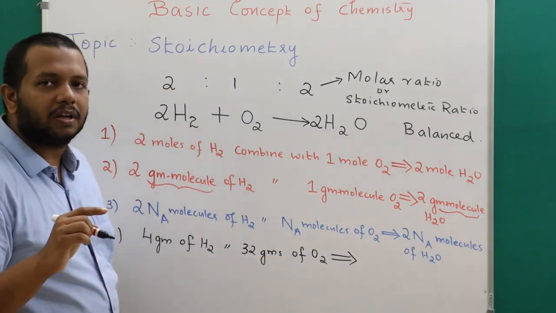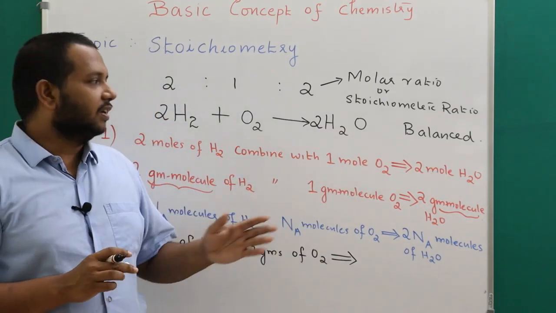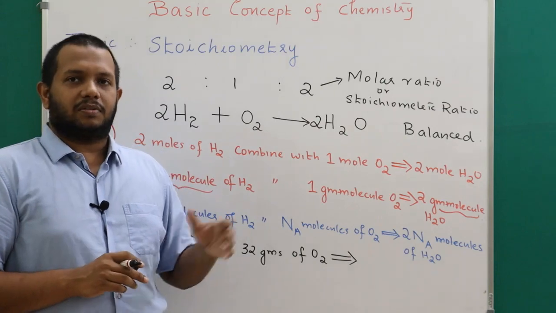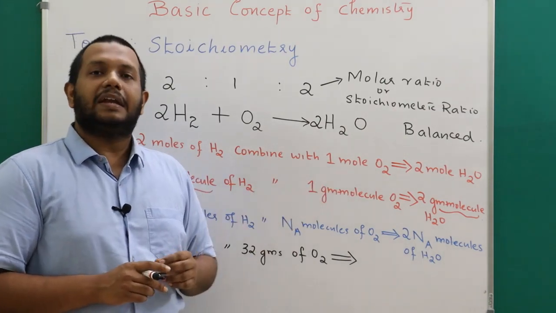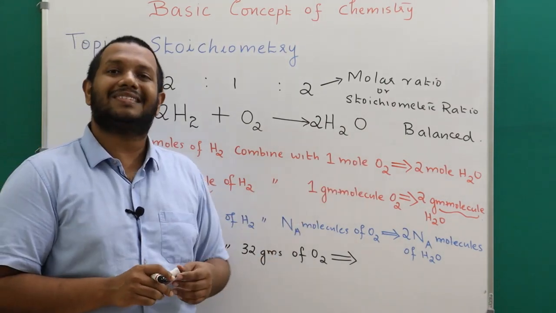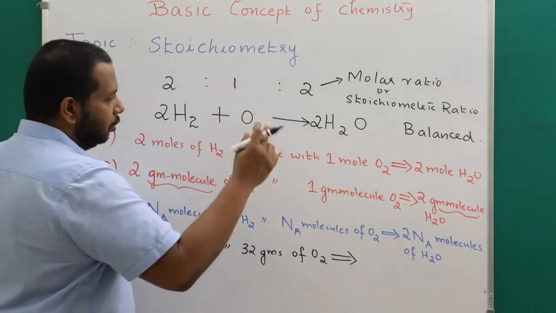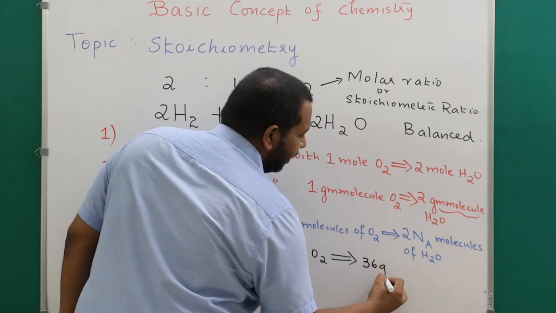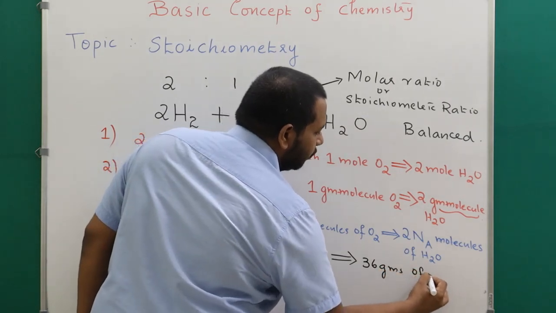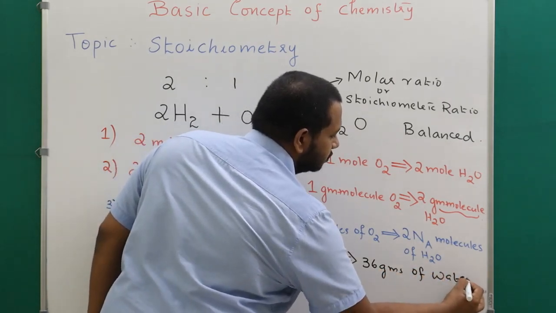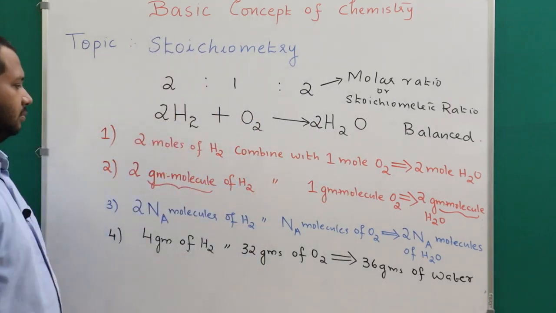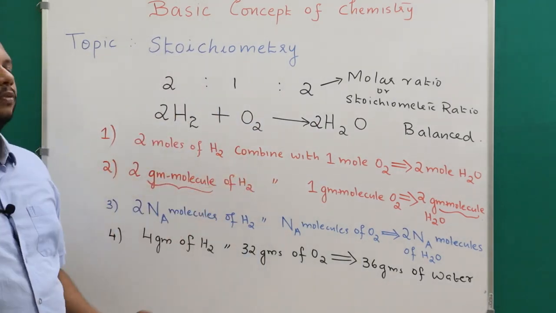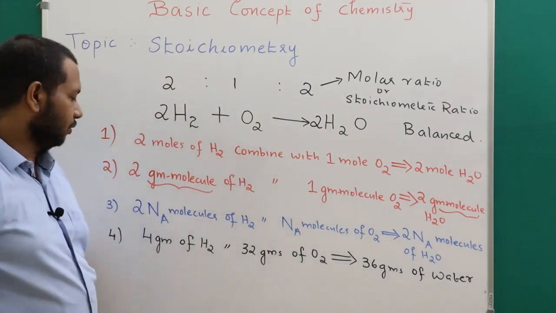So 1 mole of water, what is its molecular mass in grams? We know molar mass, since it is in grams. I can say it is 18 gram, correct? So 2 moles means 36 gram. So 2 into 18, that is 36 grams of water, correct? Clear? So 4 ways I have written. Now what is the fifth way I can write it?